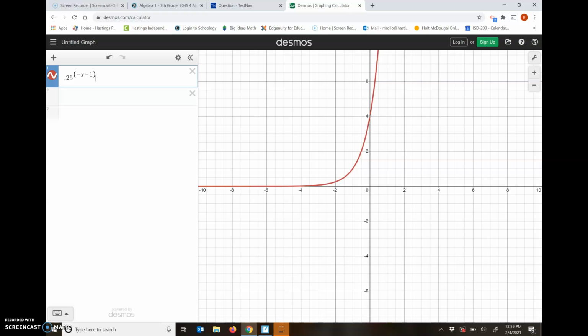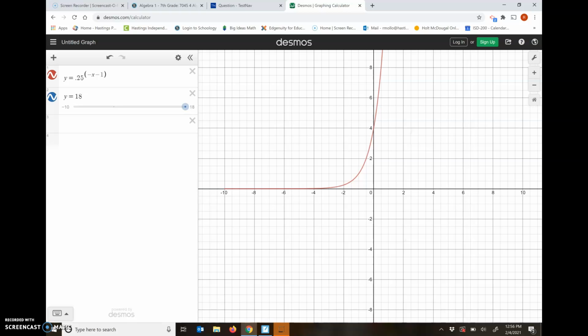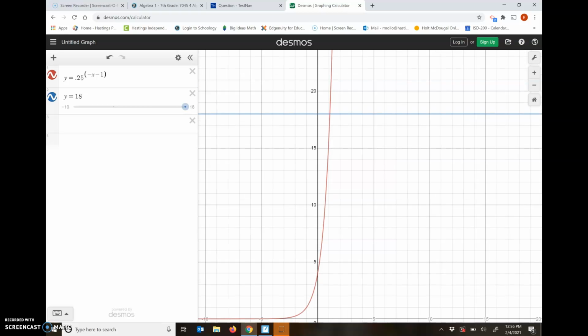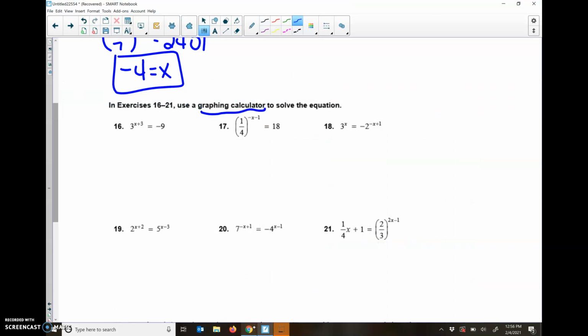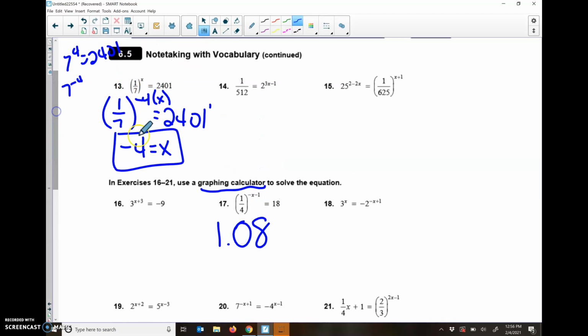Okay, always make sure that you put that exponent in parentheses. And I'm going to put a y equals there too. And then over here I have y equals 18. Okay, now I'm going to use, and this is why I would use this instead of the graphing calculator, because it's easier to see here. I'm going to look and see where they cross. And where they're crossing is going to be my answer. And remember, we're trying to solve for x, so we're looking at where x is crossing. So x is crossing at 1.08, and that's going to be my answer, 1.08. We could also use the graphing calculator to find problems like this too.